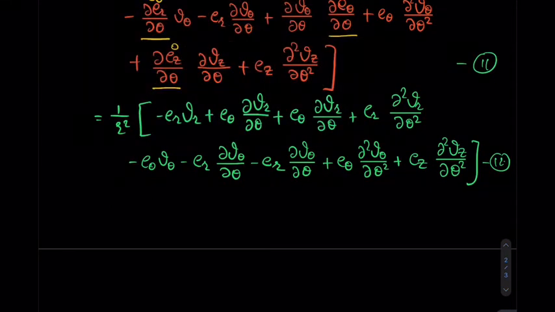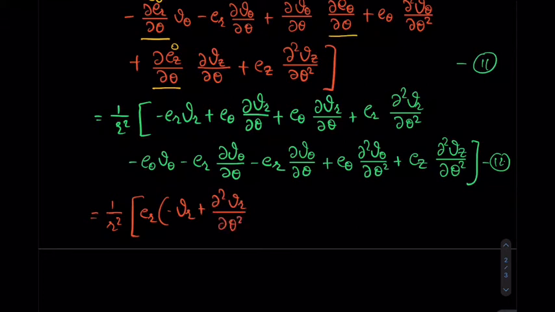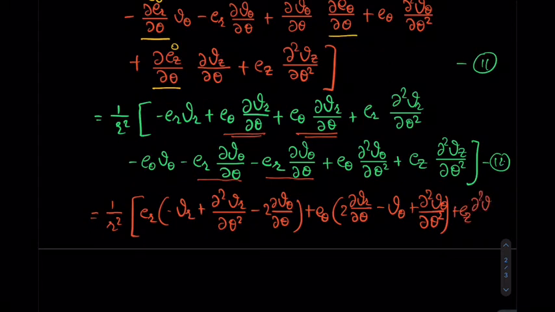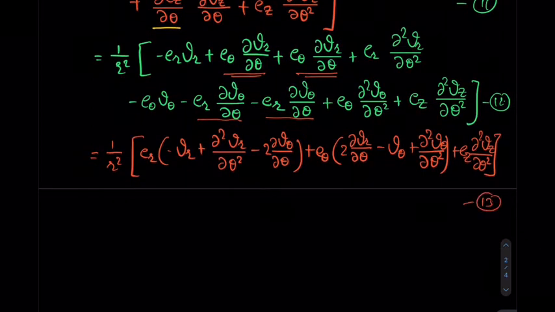Now let us first of all write down all the er terms. So vr into this term minus this term is twice, so that's why twice of dv theta d theta, plus e theta terms now: 2 times dvr d theta minus v theta minus d2 v theta by d theta squared, plus ez into d2 vz over d theta squared. Okay, so let it be equation number 13.